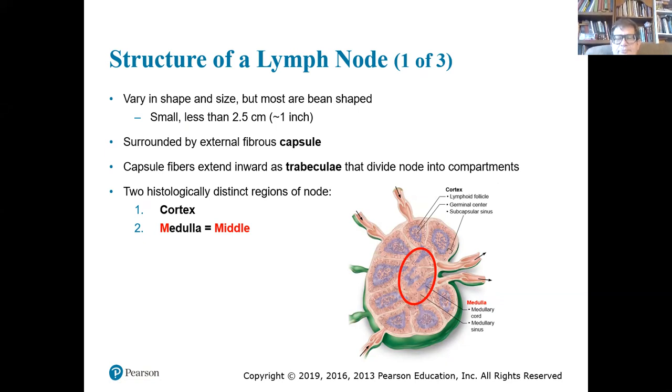You can see the cortex has these lymph nodules with these germinal centers, so we're going to grow lots of white blood cells. And in the medulla, we have the medullary sinuses, and this is a place where we're passing lymph through the vessel. We talked about how we scan the lymph when it goes through the vessel. That's where that's happening. Medullary cords, medullary sinuses.